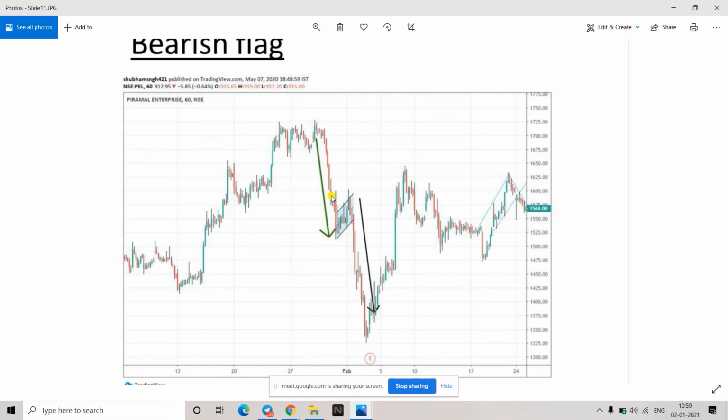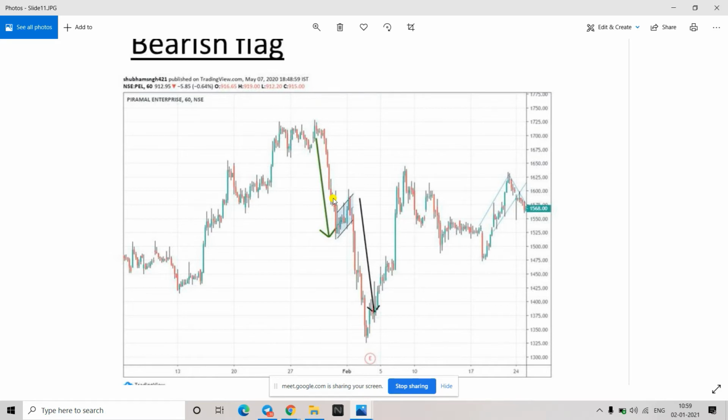So this is bearish flag. In this, if you just measure the length of this pole, half of this pole is generally your first target and complete pole is your second target. Your stop loss is the highest point of this flag. In this case, somewhere here is your stop loss, and your first target is half of the pole. Second target is complete pole length.